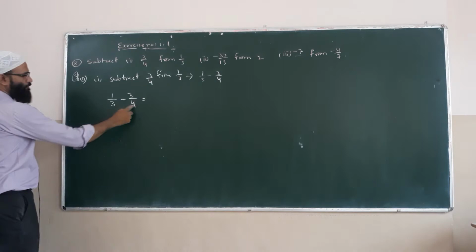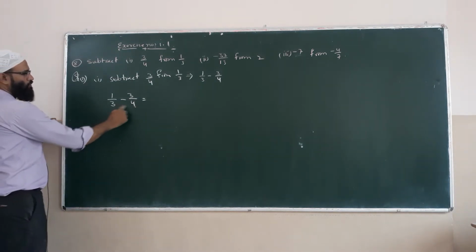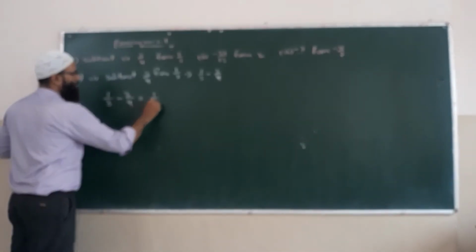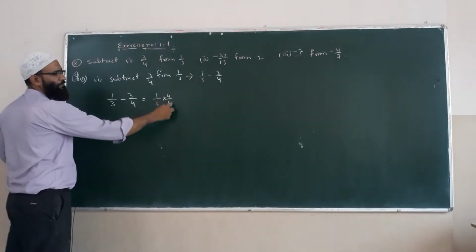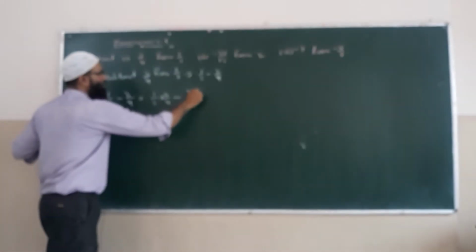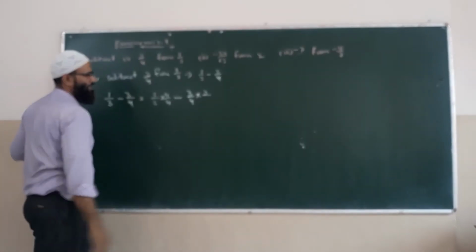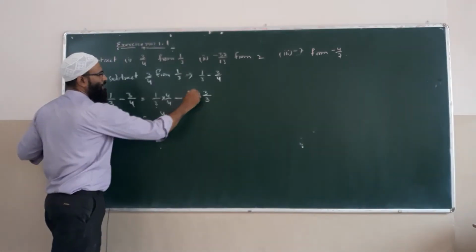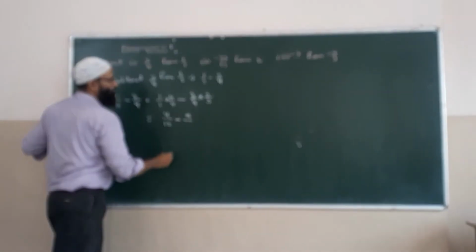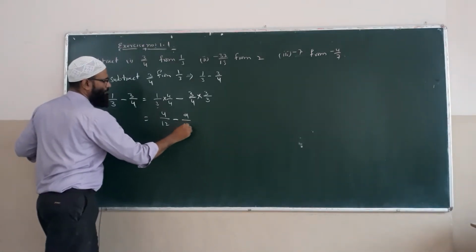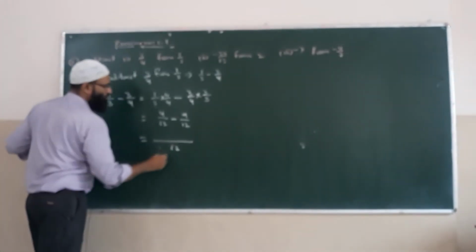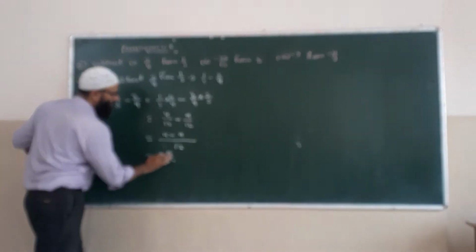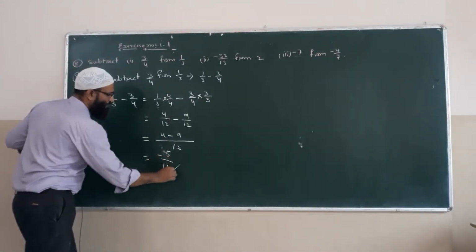Here the denominator is different. Now take the LCM of these two. The LCM is 12. In the 3 table 12 will come, 3 fours are 12, which means you have to multiply by 4. In the 4 table 12 will come, 4 threes are 12. 1 fours are 4, 3 fours are 12, minus 3 threes are 9, 4 threes are 12. The denominator is common. 4 minus 9, how much? Minus 5 by 12. This is the answer.